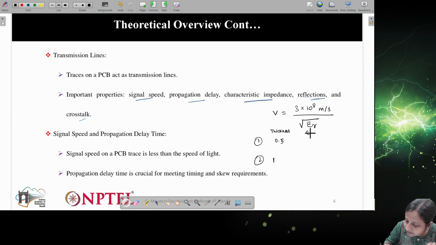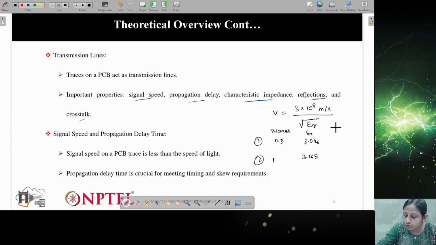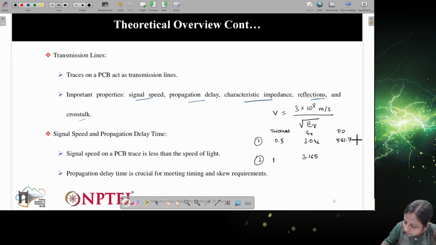Then epsilon r, the permittivity of these two board materials, is different. Let's say one is 3.046, another is 3.165, and then there can be other parameters also. Based on these parameters, we can find out the propagation delay. By using the other parameters, it is calculated as 581.7 picoseconds for 100 millimeter, and another one is 593.1.